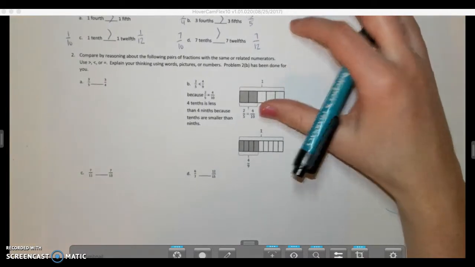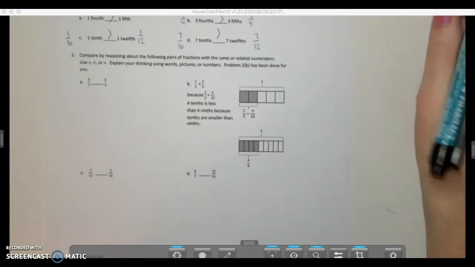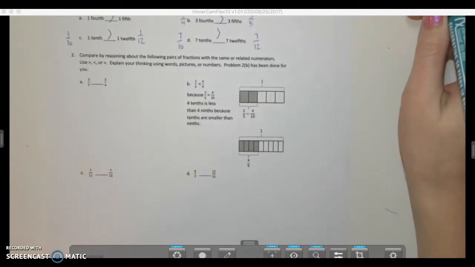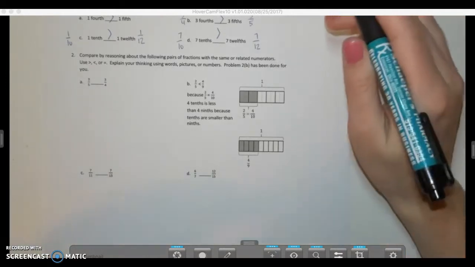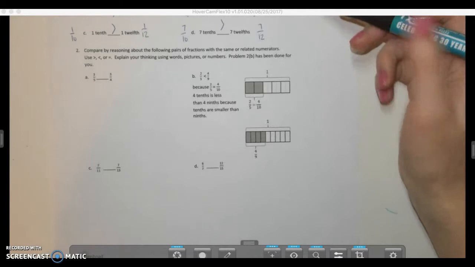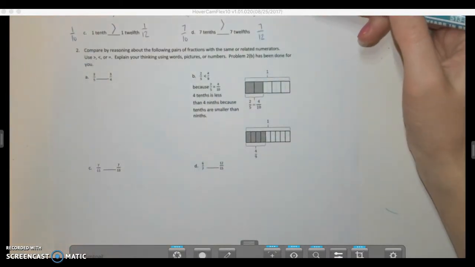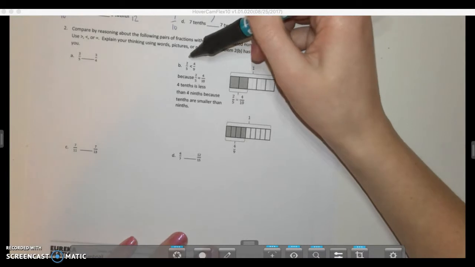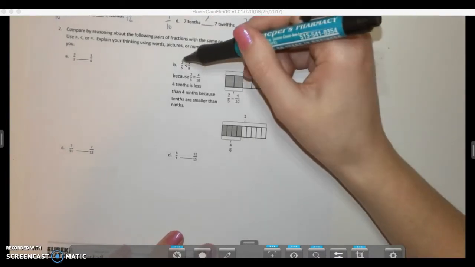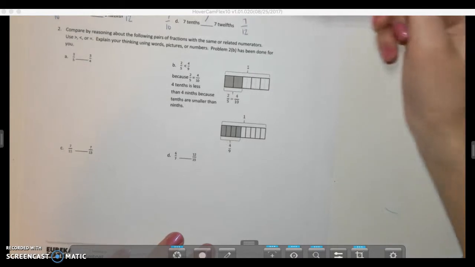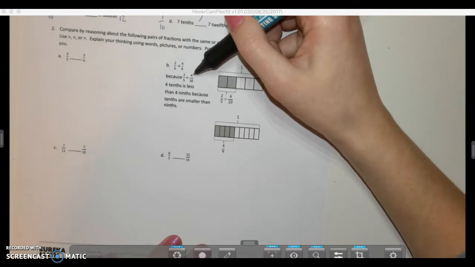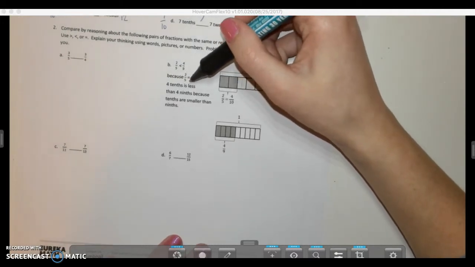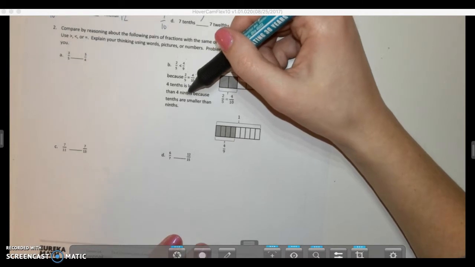We are now comparing by reasoning about the following pairs of fractions with the same or related numerators. Use greater than, less than, or equal to. Explain your thinking in words, pictures, or numbers. Problem 2B has been done for you. So let's talk through that one first because it's already been done. So we have 2/5 and 4/9, and this is telling us that 2/5 is less than 4/9 because 2/5 equals 4/10. 4/10 is less than 4/9 because tenths are smaller than ninths.